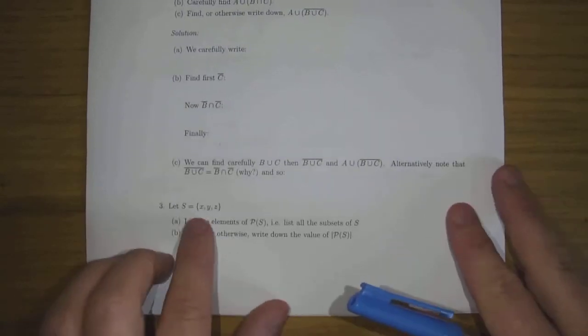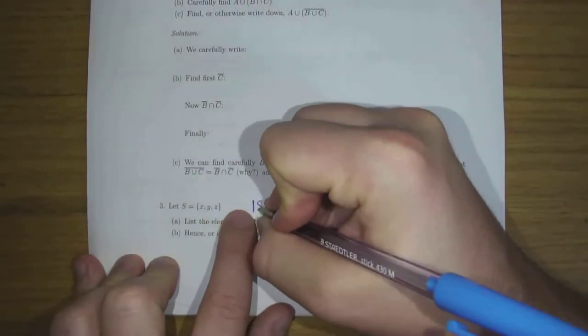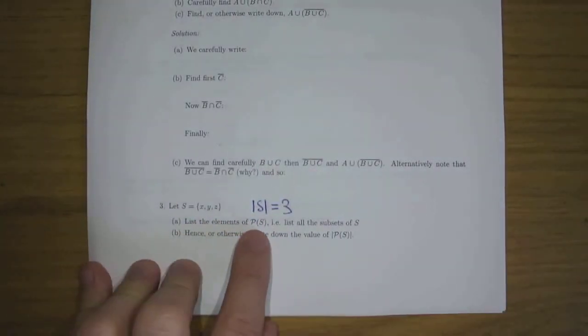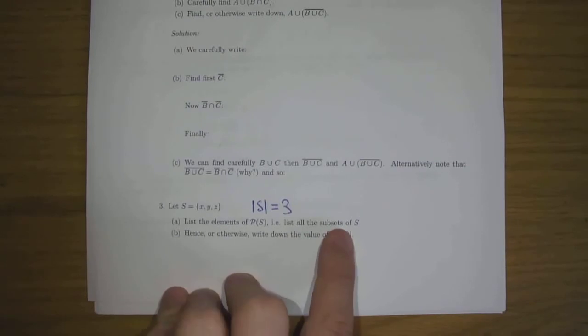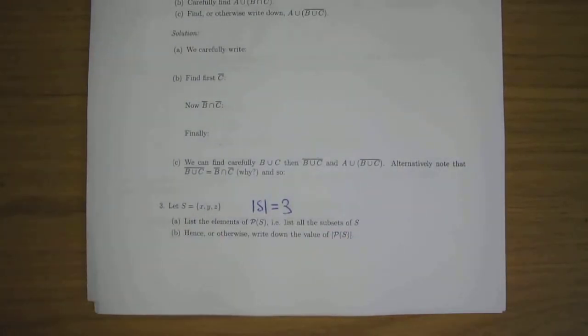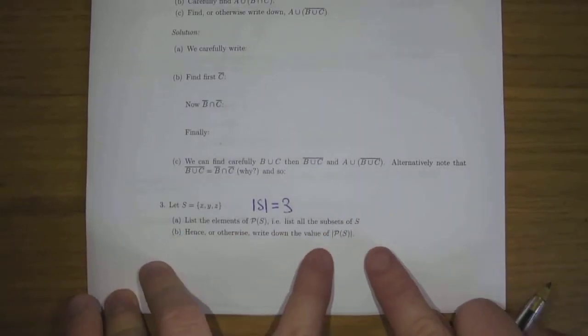So we have the set S containing 3 elements, x, y, z. So let's write down that the number of elements in S is equal to 3. List the elements of P(S), i.e. list all the subsets of S, so all the subsets of x, y, z. We're going to think of it in terms of a choice. It's the same as what we did over the previous page. Hence, now hence means using this, or otherwise write down the value of this.